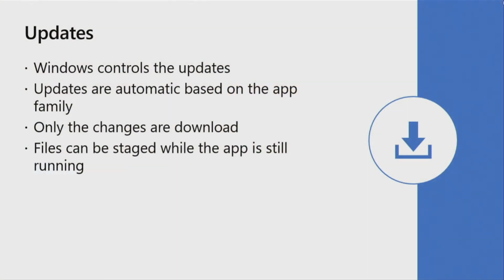So when we think about updates, the core things to remember are that Windows controls the updates. There's not much you have to do for updates in your app. There are abilities that you have to force trigger things in the operating system. So maybe you just want to validate that the app is on the right version with your server. You can always talk to the platform and make sure that it's doing a check for an update. But all the updates are automatically done based on that package family name that I talked about on earlier slides. Again, only the changes are downloaded.